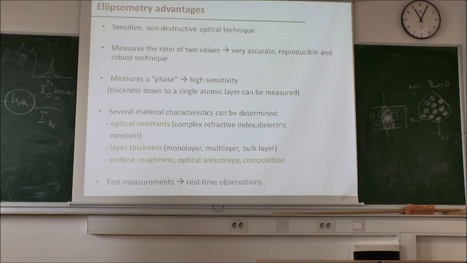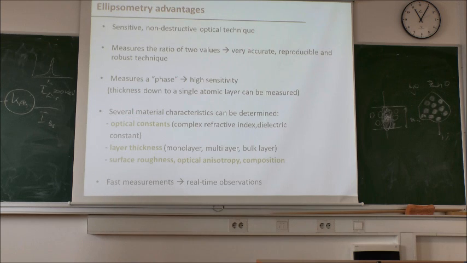Ellipsometry has a lot of advantages. For instance, it is a sensitive and non-destructive optical technique. In contrast to other optical techniques, ellipsometry measures relative light intensities instead of absolute light intensities of P and S polarizations. And therefore it is a very reproducible, robust and accurate technique. For instance, we don't need to use any reference sample, and it is quite insensitive to scatter and fluctuations.